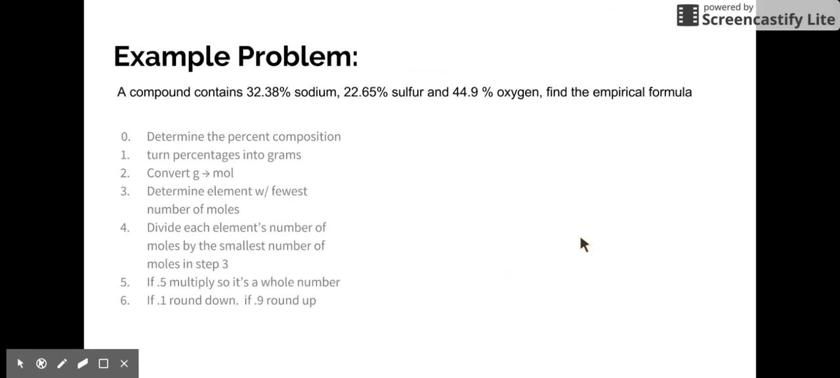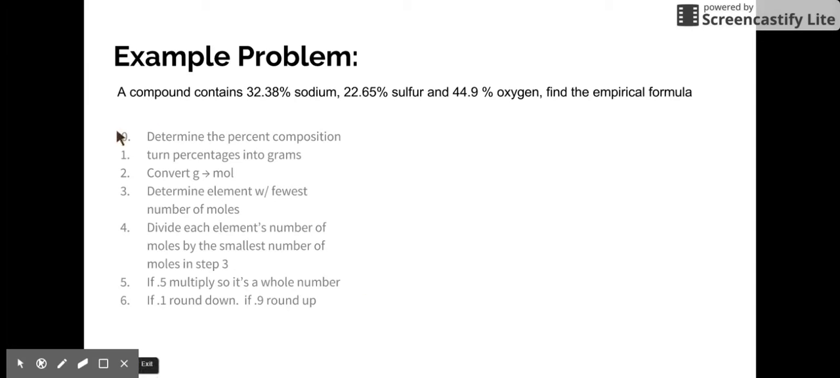So here's the first practice problem. You can turn your page to find this practice problem. I'm going to leave the steps here, and we're going to go step by step to figure them out. So let's do this. A compound contains 32.38% sodium, 22.65% sulfur, and 44.9% oxygen. Find the empirical formula. Again, this is exactly what might happen in a lab. We might be able to tell the percentages of each thing in the lab, but we need to figure out what the formula is. And we have to start with the empirical formula.